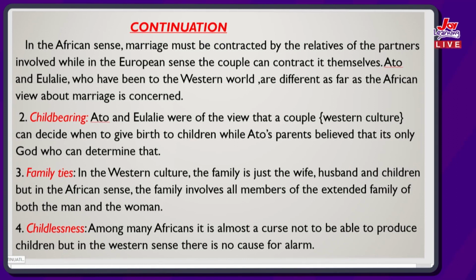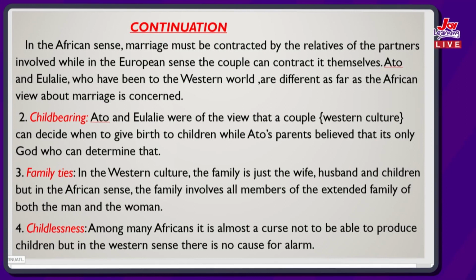Now, the second one, we have childbearing. We realize that Atto and Eulalie were of the view that a couple, that is a Western culture, can decide when to give birth to children, while Atto's parents believed that it's only God who can determine that. In the story, Eulalie and Atto decided to give birth as and when they want. But that is not in Africa. Childbearing in Africa is very important, and it means so much to our families. So that is another theme.